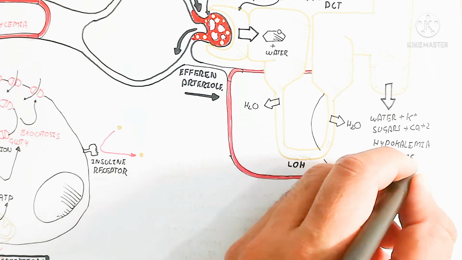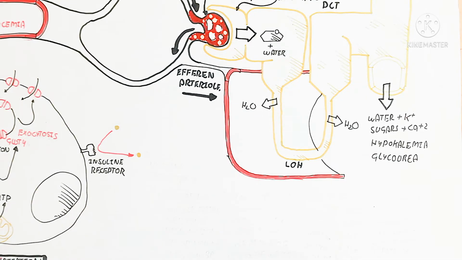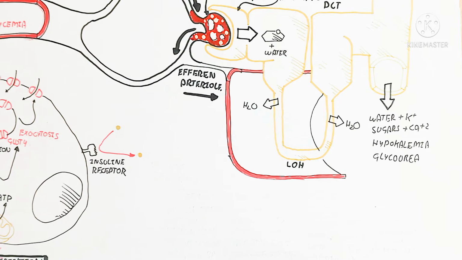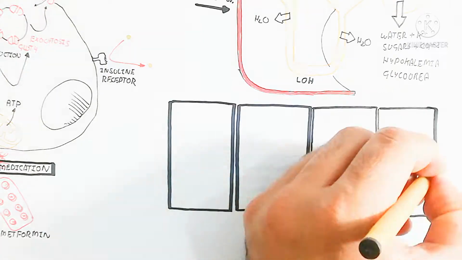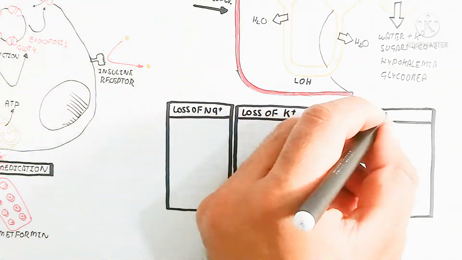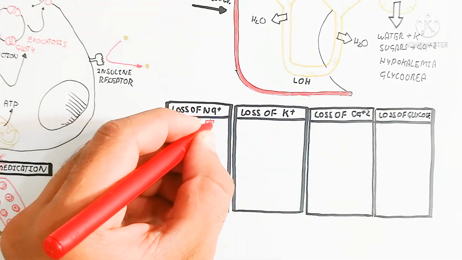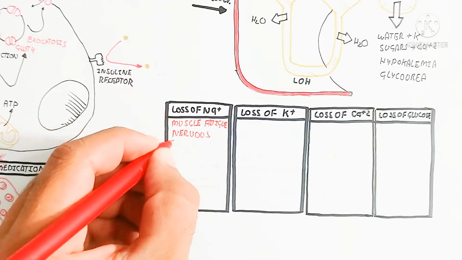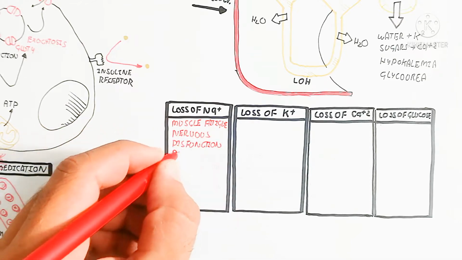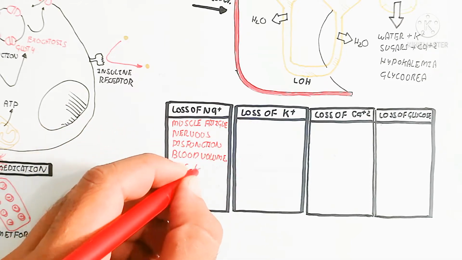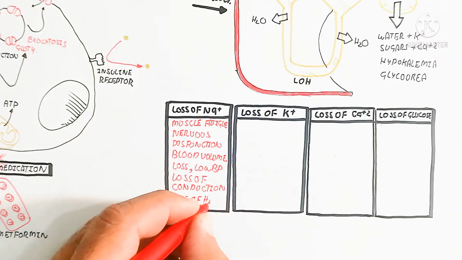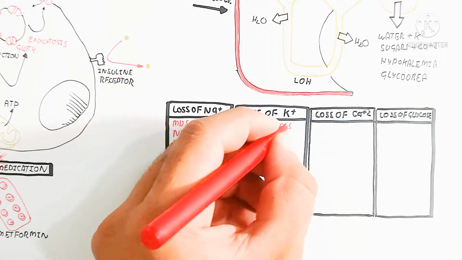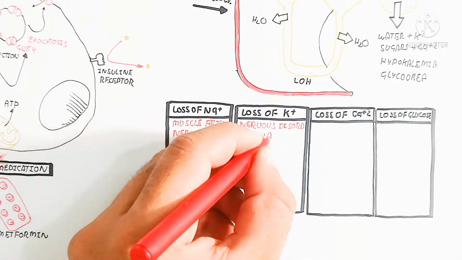So in this way, there is water loss due to glucose, potassium, sugar, and calcium, hypokalemia formation, and glucosuria. Basically, the loss of these important mineral ions, such as the loss of sodium, will lead to muscle fatigue, nervous disorder and nervous dysfunction, blood volume loss, low blood pressure, and high blood pressure when the glucose level is high, and loss of conduction and loss of water.